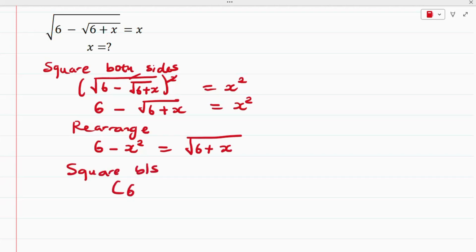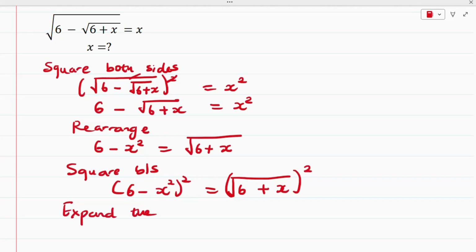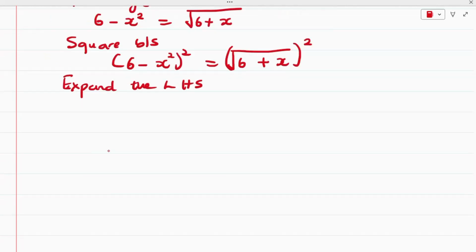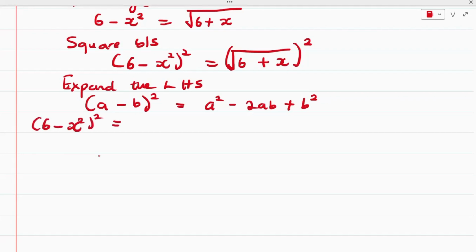So this becomes 6 minus x squared, all squared, is equal to the square root of 6 plus x, all squared. So from here, we want to simply expand the left hand side of the equation. Applying this formula that says a minus b all squared is equal to a squared minus 2ab plus b squared. Applying this to the left hand side, we have 6 minus x squared, all squared. This is equal to, we have 6 to be a and x squared to be b.